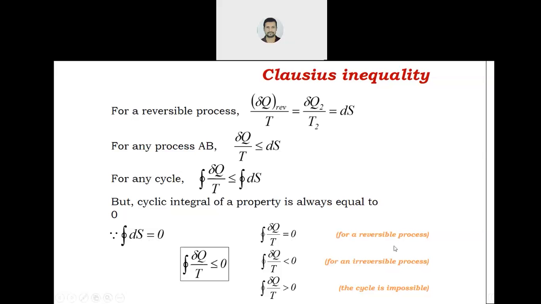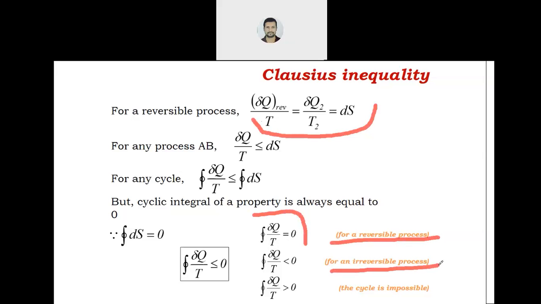So for a reversible process, see here, you know dq by T is ds, so it will be equal to 0. It will be equal to 0 for a reversible process. Now for an irreversible process, just put 0 here, what will you get? The cyclic integral of dq by T is less than 0. Now can dq by T be greater than 0? This is impossible. dq by T cannot be greater than 0.